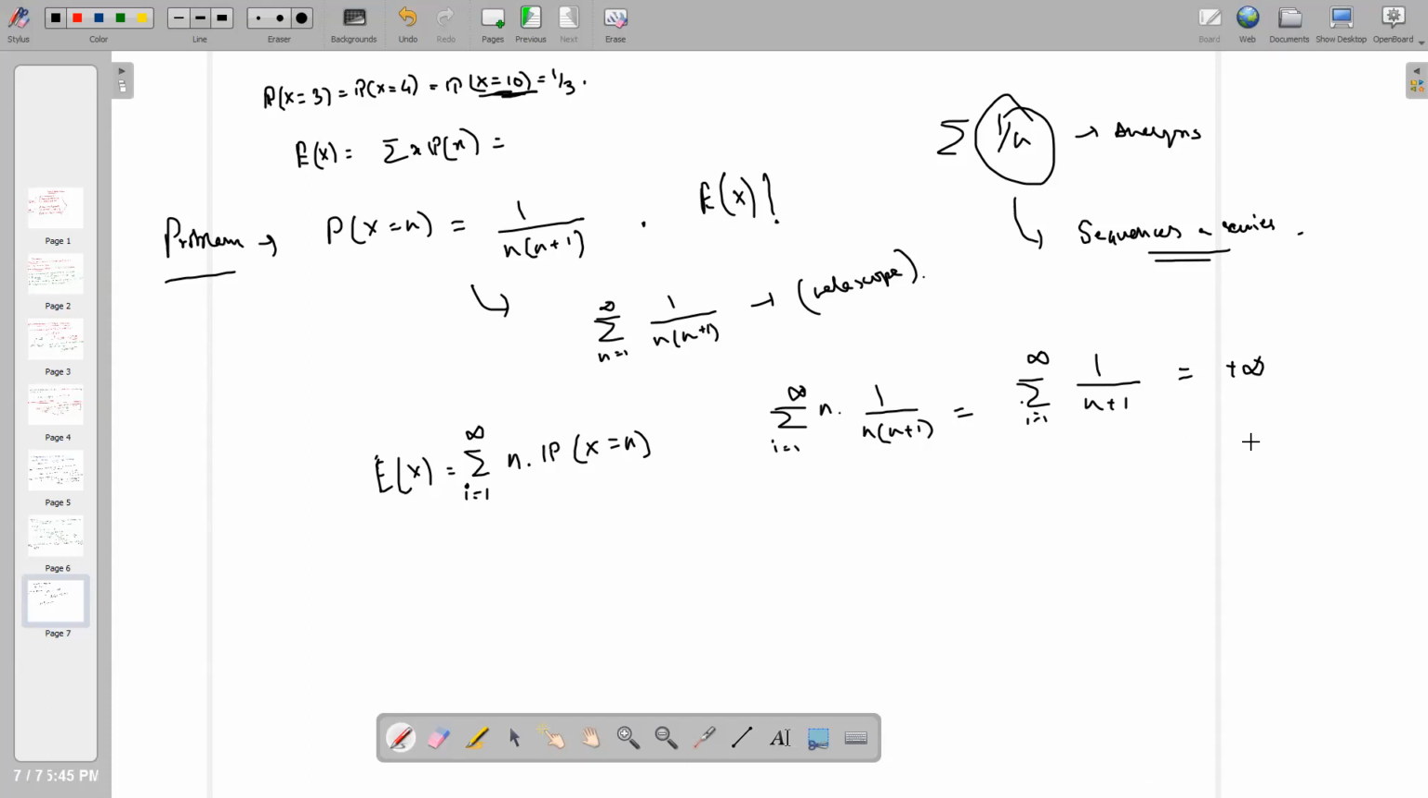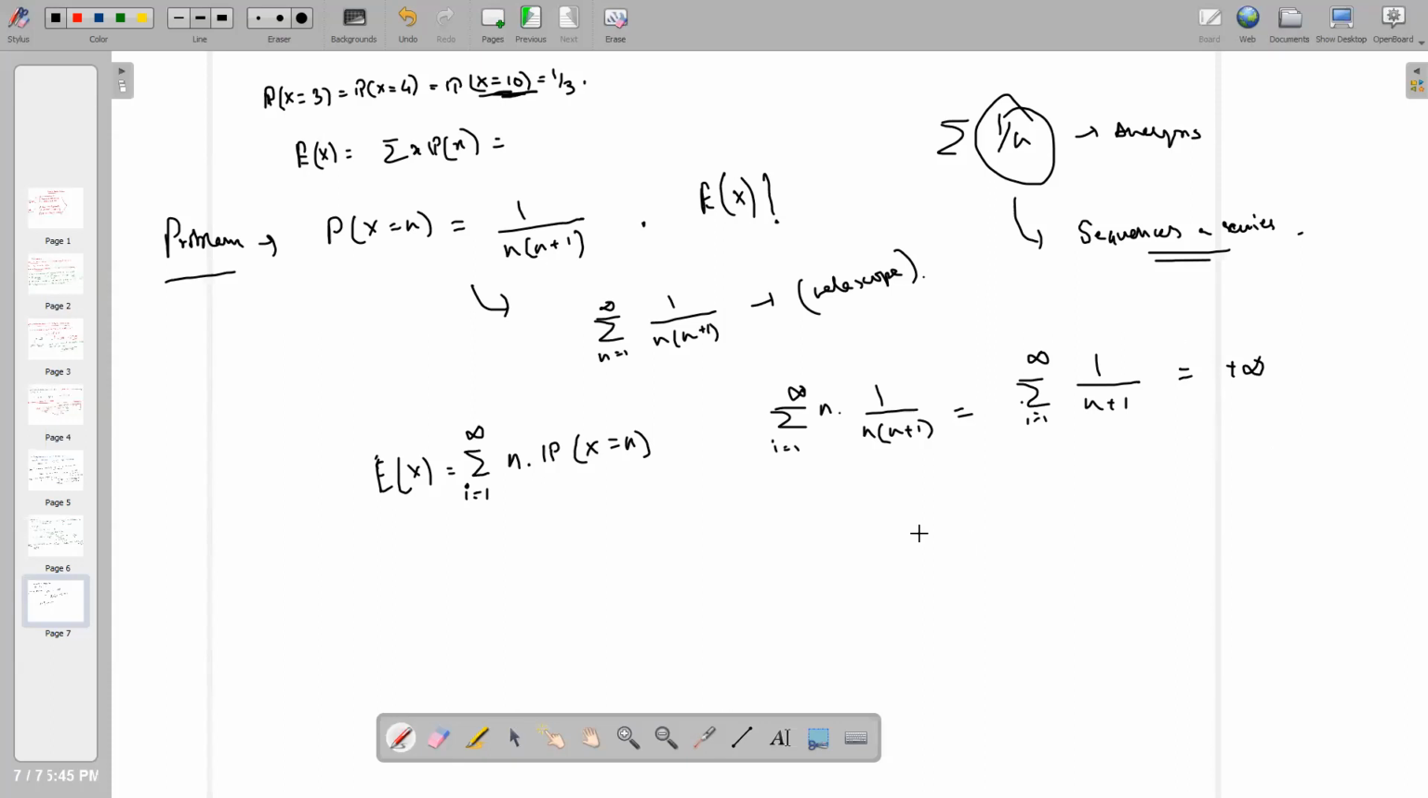One good example of a random variable which is continuous, and I have not defined continuous yet, but still where expectation is not defined like this, you can search it out. It's a very nice distribution. So we'll also learn about that later on.